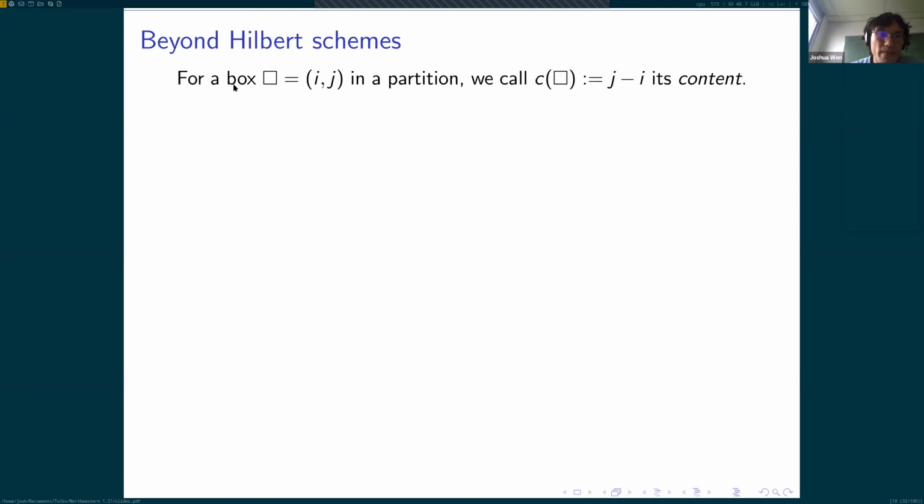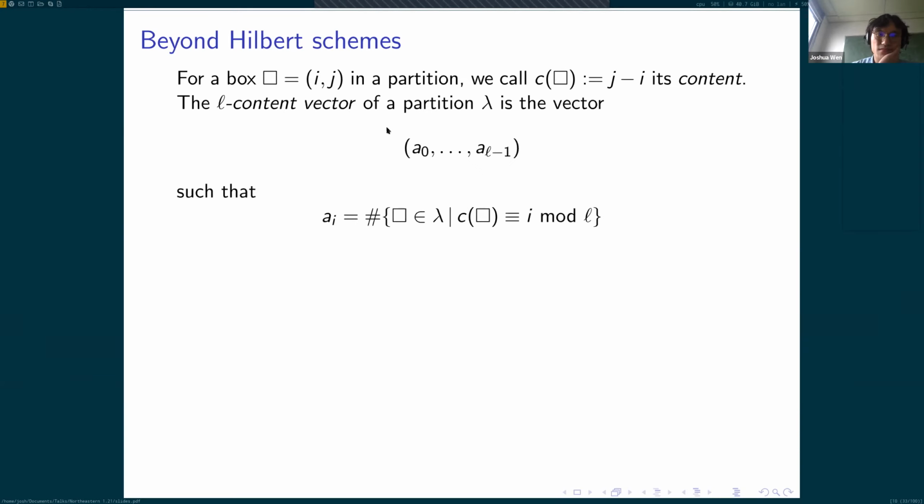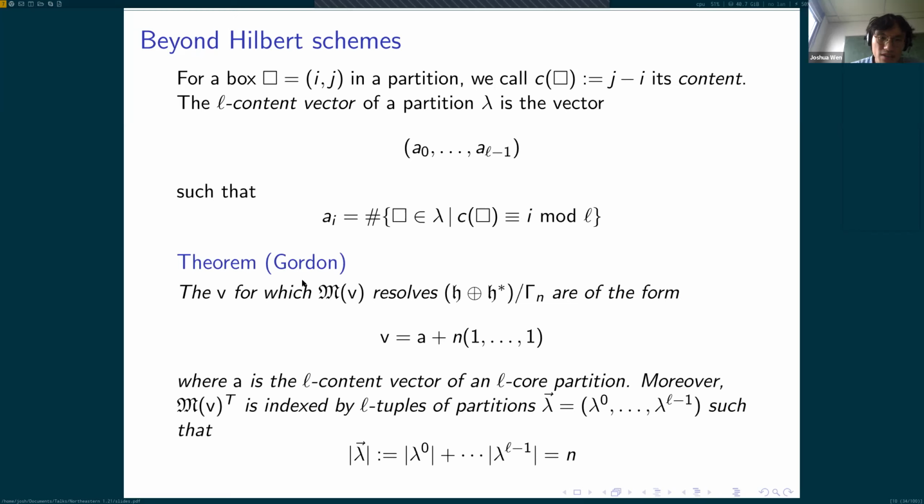Yeah, so I'll need some notation. For a box in a partition, the content is j minus i. This is basically the diagonal where that box is. And once you fix an L, you can have this L-content vector for a partition that just counts the number of boxes with content congruent to i mod L, so each class mod L. And so Gordon showed that these cyclic Nakajima quiver varieties resolve these singularities precisely when V, you could write V as N times the diagonal vector plus the L-content vector of what's called an L-core partition.